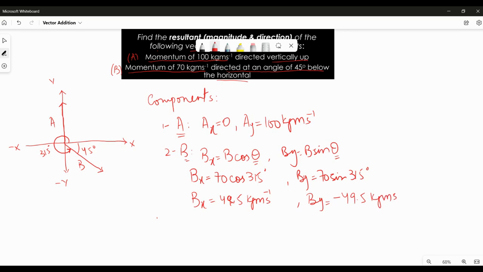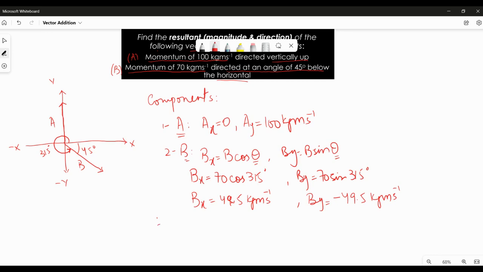Now, please note the negative sign with By, which makes complete sense here. If you just look at the vector B, it's pointing in the downward direction, which means it is pointing towards the negative y-axis, which explains the negative sign. Whereas Bx is positive. Why? Because the vector is still pointing horizontally towards the right, which is the positive x-axis.